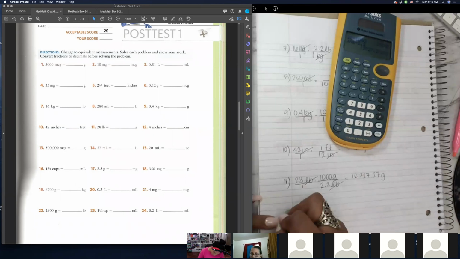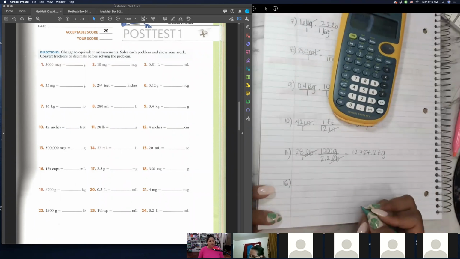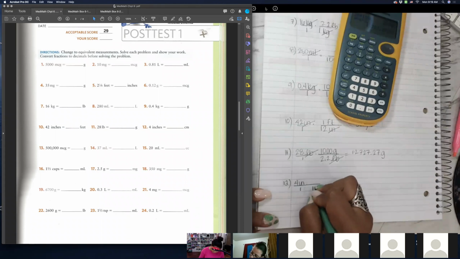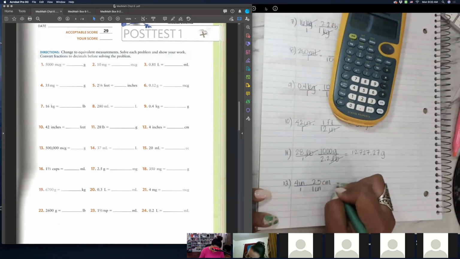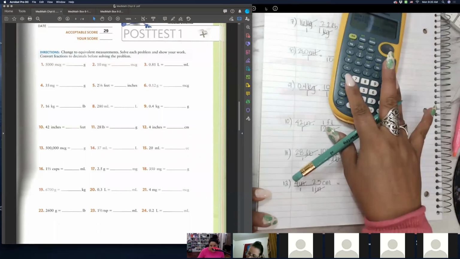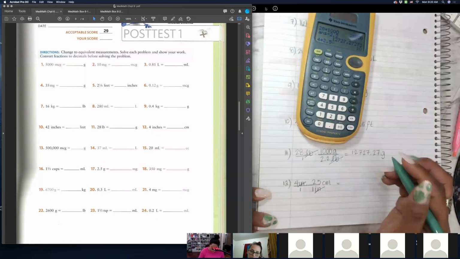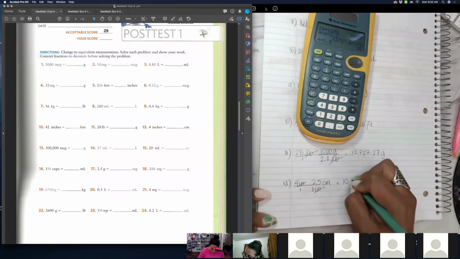Yeah. All right, 12 is 4 inches, and we're converting to centimeters. So in 1 inch, there's 2.5 centimeters. Our unit of inches will cancel, and I just multiply 4 times 2.5, and that gives me 10 centimeters.